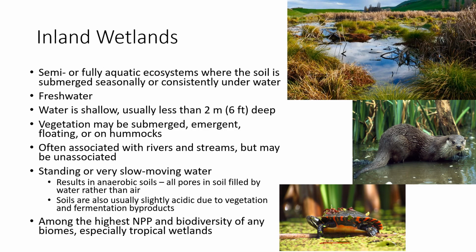You might be able to see that these duckweeds are floating vegetation, or they could be hummocks. The hummock is the little rise, the little mound of dry land that these grasses are growing on, for example. They're often associated with rivers and streams, but they can be unassociated with any flowing body of water. They could be standing water, they could be slow moving water. Because it's either standing or slow moving water, that results in anaerobic soil.